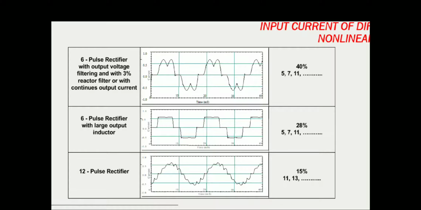You can see the nature of the current waveform. Then a 6 pulse rectifier with a large output inductor, the THD is again reduced to 28%. And if you are increasing the number of pulses, definitely the THD will decrease. If you are using a 24 pulse or 48 pulse converter, the harmonic components can be reduced. So if we are using a 12 pulse rectifier, the predominant components are 11, 13, etc., and lower order harmonics are absent there, and around 15% is the THD.